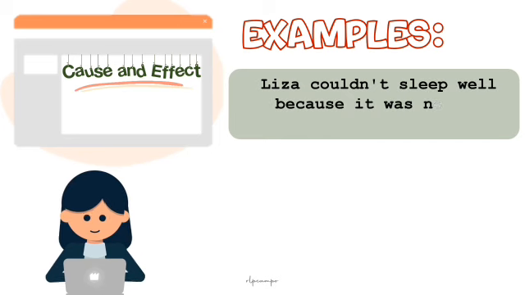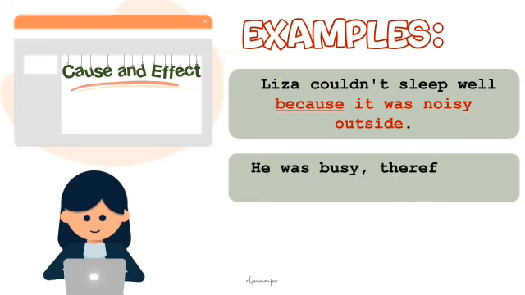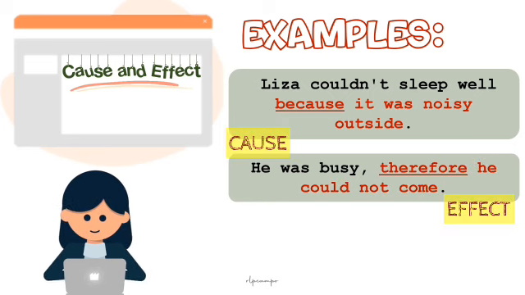Liza couldn't sleep well because it was noisy outside. The cause in this example is it was noisy outside, and the effect is Liza couldn't sleep well. He was busy, therefore he could not come. In this example, the cause is he was busy, and the effect is he could not come.